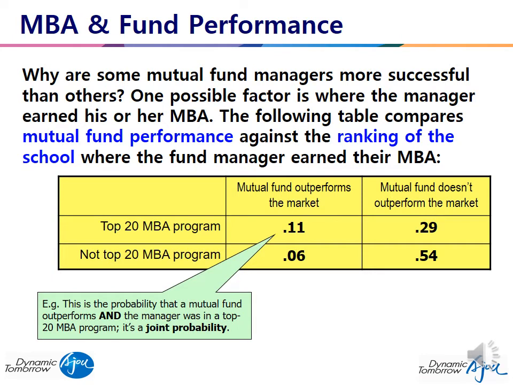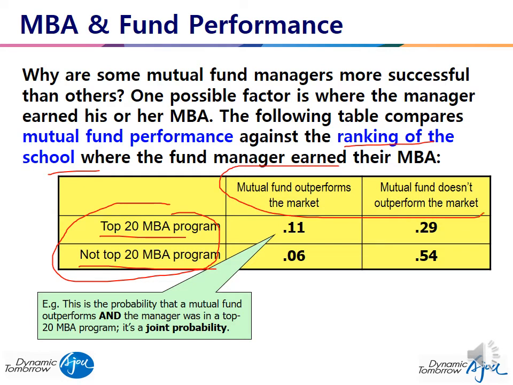Let's see examples. Why are some mutual fund managers more successful than others? One possible factor is where the manager earned his or her MBA. The following table compares mutual fund performance against the ranking of the school where the fund manager earned their MBA. As you can see here, ranking of the school: top 20 MBA program, not top 20 MBA program. Here you can see mutual fund performance: the mutual fund outperformed the market, or the mutual fund doesn't outperform the market. The meaning of this 0.11 is the probability that the mutual fund outperforms and the manager was in a top 20 MBA program. It is called joint probability.